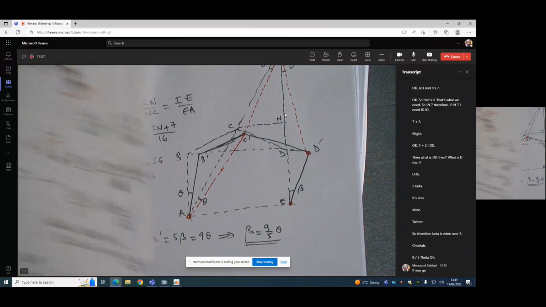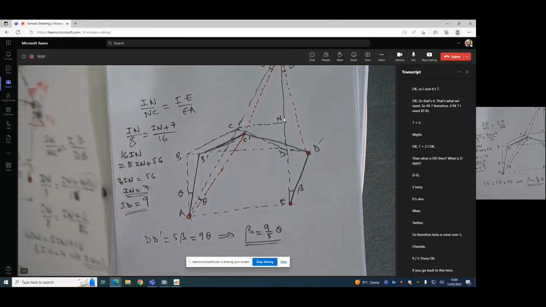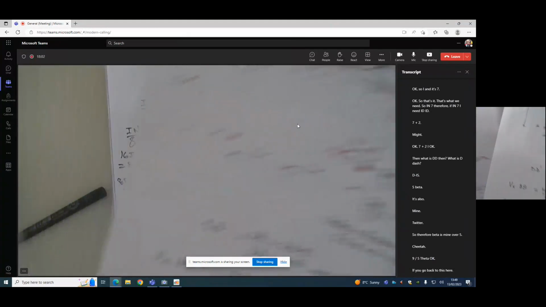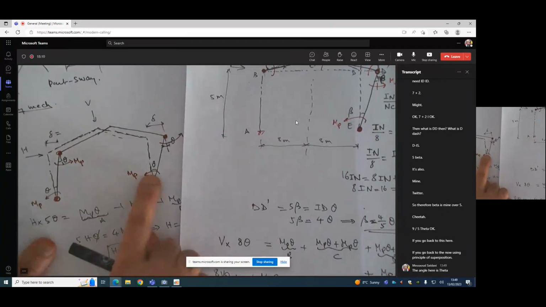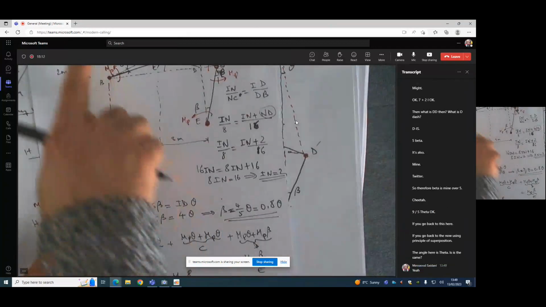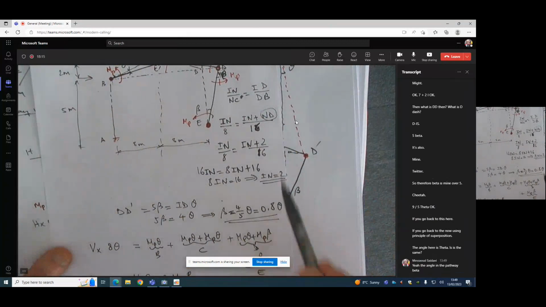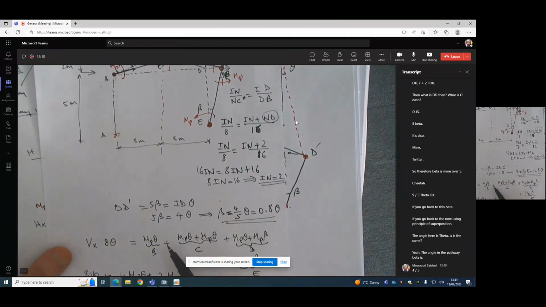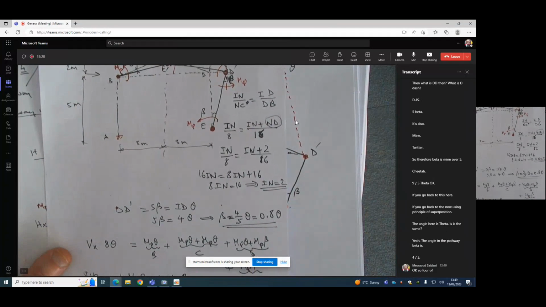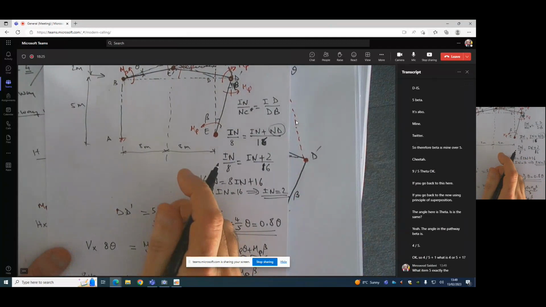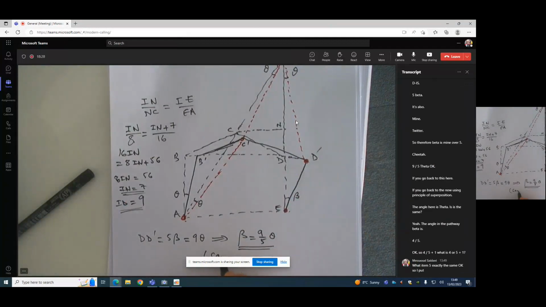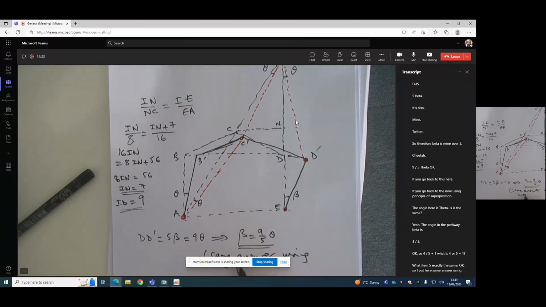If you go back to this here, now using the principle of superposition, the angle here is theta, is the same. Yeah. The angle in the pathway beta is 4/5. Okay, so 4/5 plus 1. What is 4/5 plus 1? 9/5. Exactly the same. Okay, so I put here same answer using superposition.